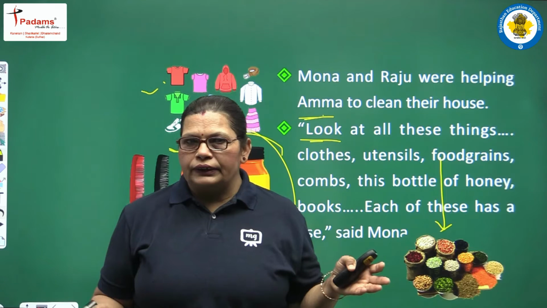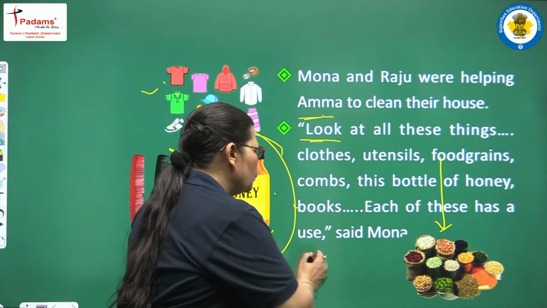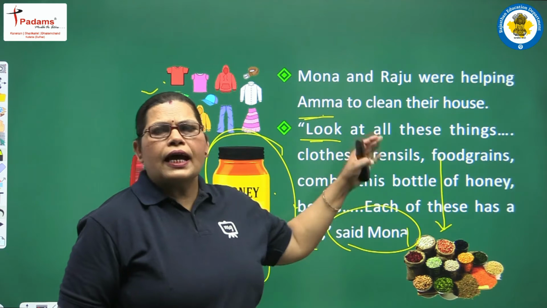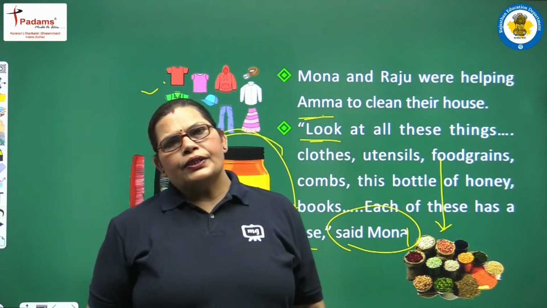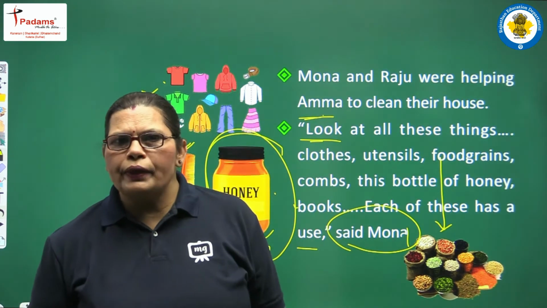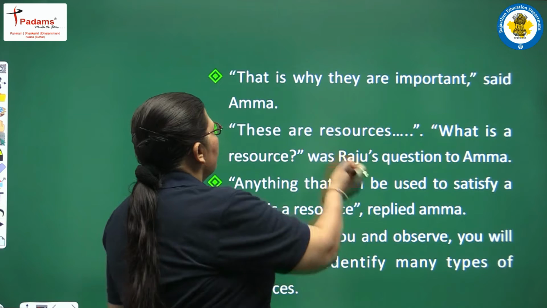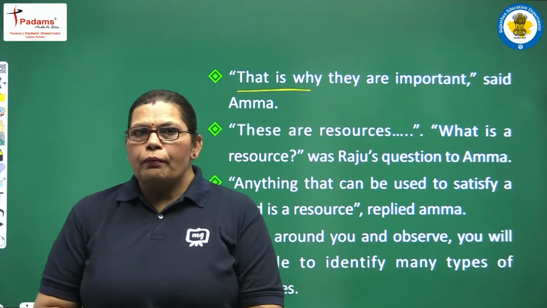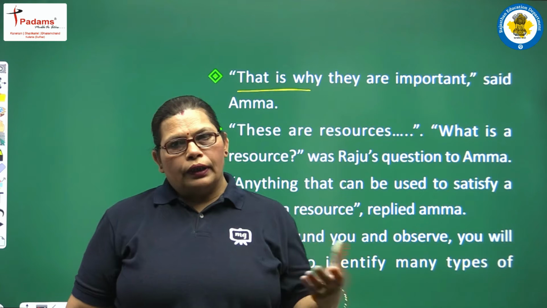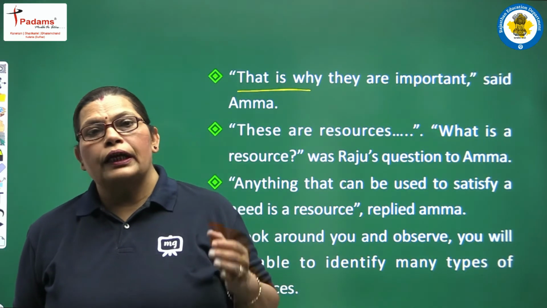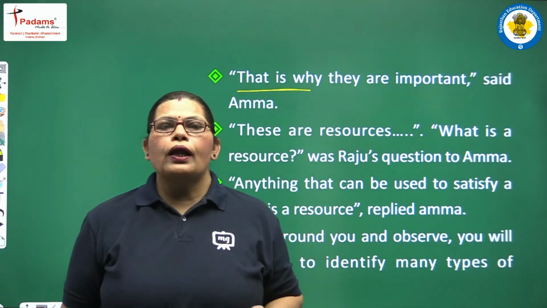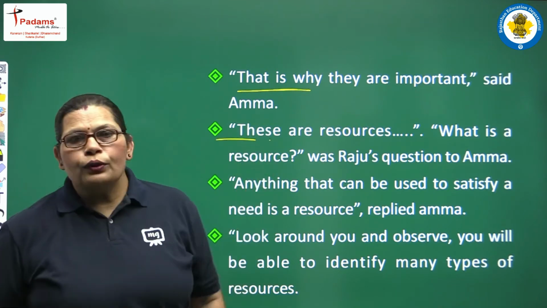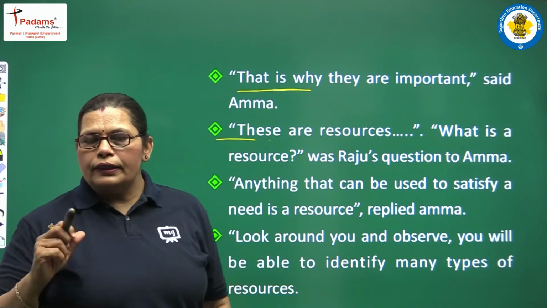And books etc. Each of these has a use, said Mona. Mona asks, we have so many things, but do all these things have any use or not? That is why they are important, said Amma. But Amma told Mona that no, these are totally important things for ourselves. And how they are important, the main question is this one.